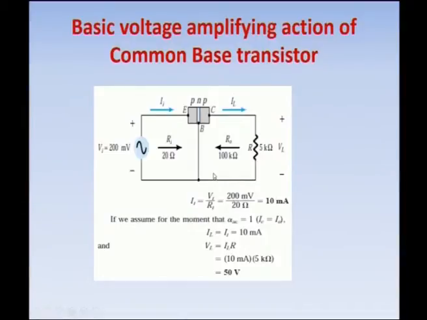So, this is the simple example for the voltage amplification factor, but what is happening for the current? Is the current amplified? No, the current is the same. The input current is always equal to the output current. So, for the common base transistor, we will not get the current amplified, but this is applicable for the voltage amplification only when the transistor works in the active region.